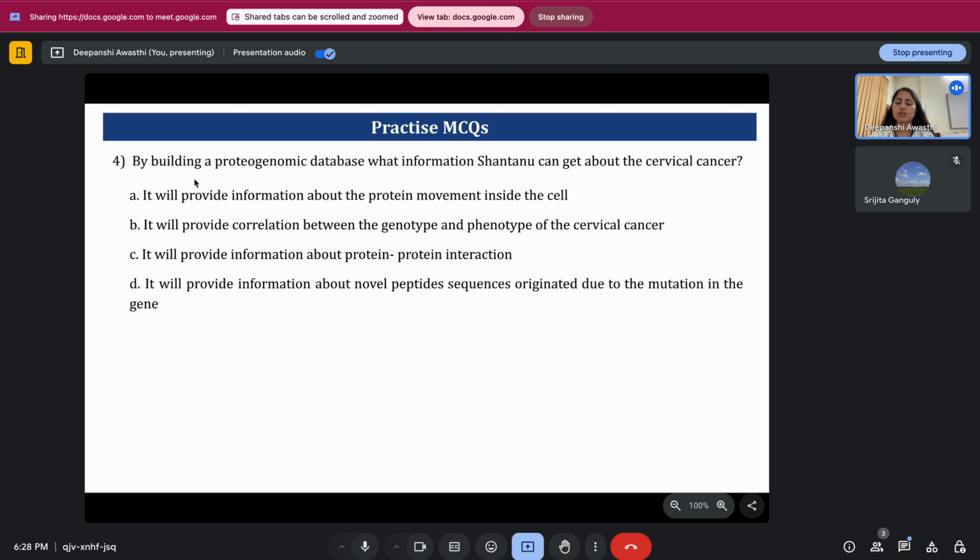Okay, so let's look at the fourth question. By building a proteogenomic database, what information can Shantanu get about cervical cancer? Option A is it will provide information about the protein movement inside the cell. Option B, it will provide correlation between the genotype and phenotype of the cervical cancer. Option C, it will provide information about protein-protein interactions. And option D, it will provide information about novel peptide sequences originating due to mutation in the gene. So with the help of a proteogenomic database, what kind of information can Shantanu get?